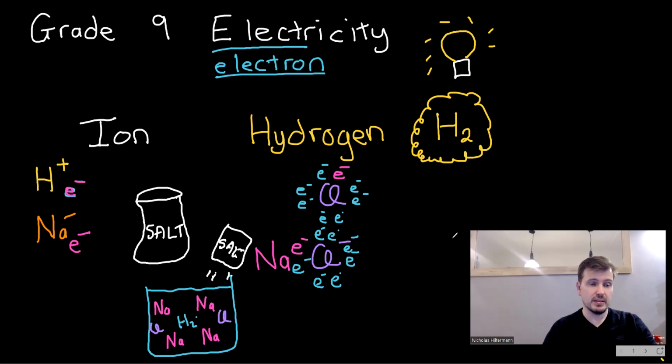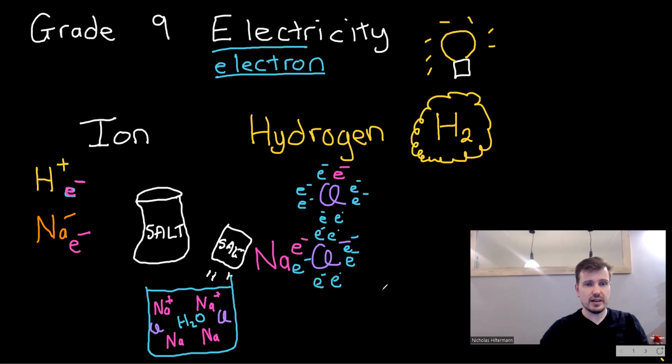And polar is like you have the poles of a magnet. It has a positive and a negative. Because of this positive-negative property of water, this polar substance, it is able to separate the sodium and the chlorine ions. And what you end up having is this ionized solution, this Na plus and Cl minus ions in the solution.